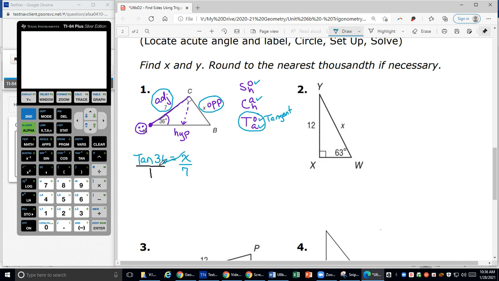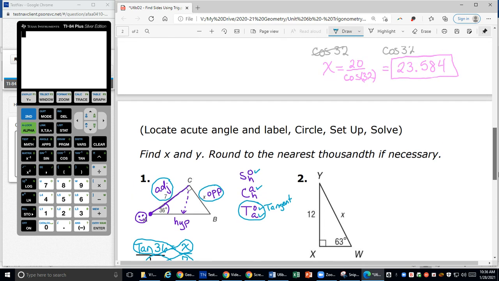Okay, and then my last step is to just cross multiply and solve. So I'm going to multiply x times 1. I always start with the x. And that is going to equal the tangent of 36 times 7. And I usually try to write the trig function last. So instead of saying tangent of 36 times 7 when I write it, I'm going to do 7 times the tangent of 36.